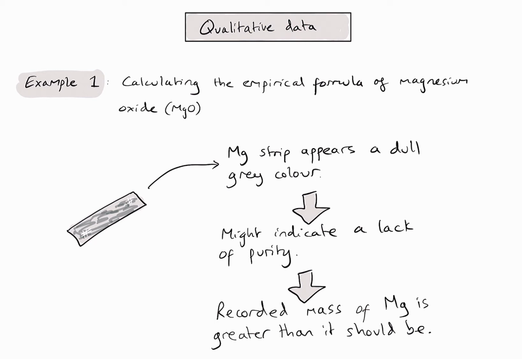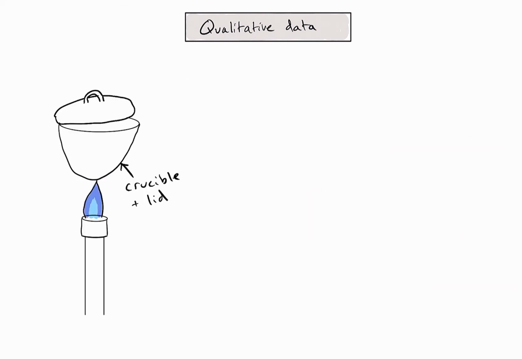The observation itself would go in my qualitative data section, and then the consideration of this as a source of error in my experiment would end up in the evaluation section of my lab report. The next step in this practical would be to react my magnesium strip with oxygen in the air using a crucible and a Bunsen burner, something like this. Of course, the crucible is not just floating in the air, you would have some other equipment holding it in place. So as the piece of magnesium reacts with oxygen in the air, we occasionally need to lift the lid to allow more oxygen in.